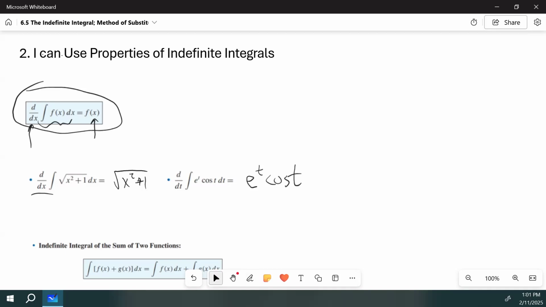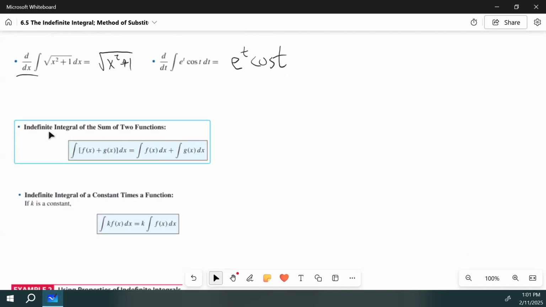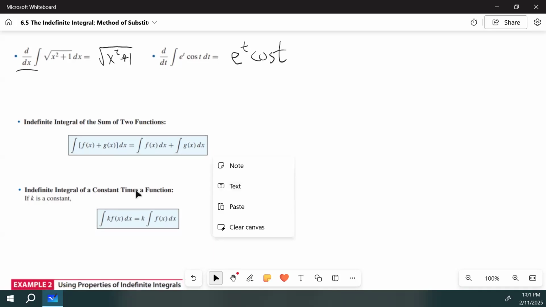Okay. Now we're going to look at a couple more properties here real quick, and then get into some more examples. The indefinite integral of the sum of two functions: basically, if you have two functions being added, you can take their indefinite integrals separately and add the answers. Same thing works with subtraction here. And then if you have a constant times a function, you can factor that constant out.